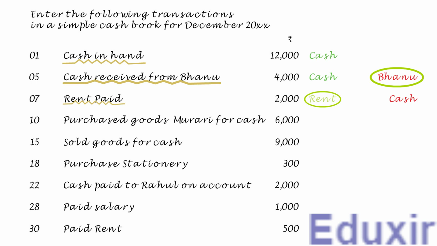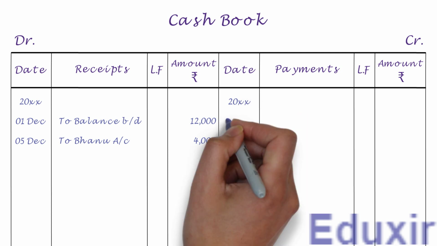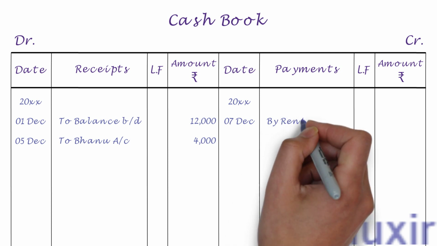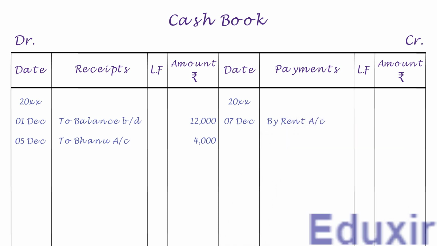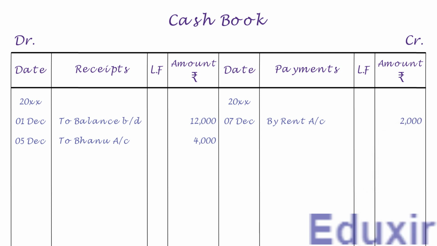With this analysis at our disposal, let us proceed with the posting of this transaction on the credit side of the cash book. As this is the first entry on the credit side, let us first record the year in the date column. Let us then record the date. Now the entries in the payments column start with by. Let us then record rent account in the payments column. Let us then record the credit amount of 2,000 rupees in the amount column. With that, we have completed the posting of this transaction in the cash book. Let us now take up the next transaction.